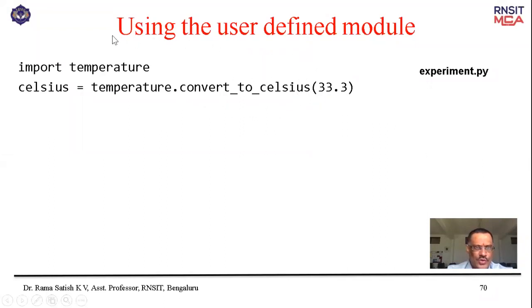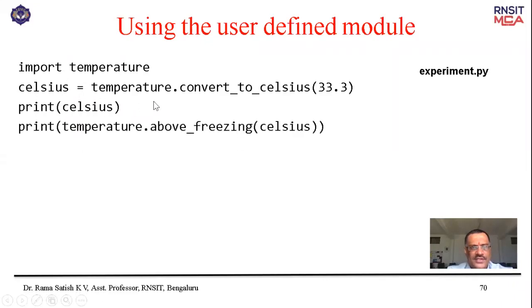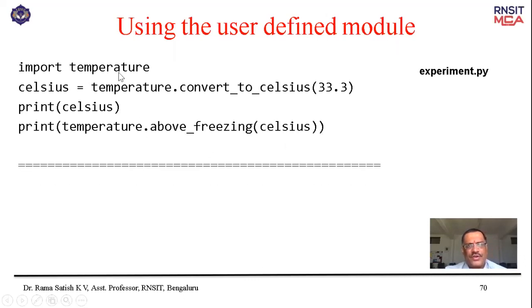So it goes to temperature dot convert to Celsius, the function, and it executes. And from there, it returns the Celsius value, and you print the Celsius. And next, print temperature dot above freezing Celsius. You are checking the same in this experiment.py. You are checking whether it is a freezing temperature or not. If it is a freezing temperature, then it will return true. If it is not, it will give false. So that's it. You can do it in this version.